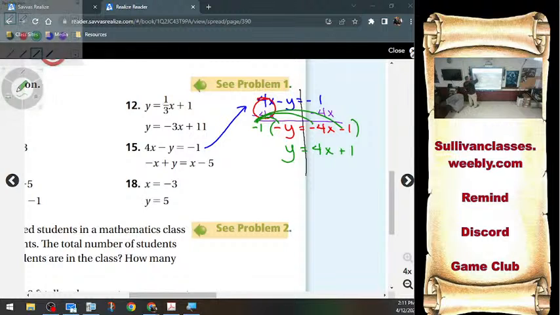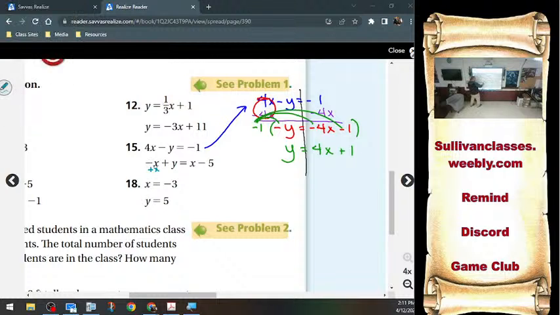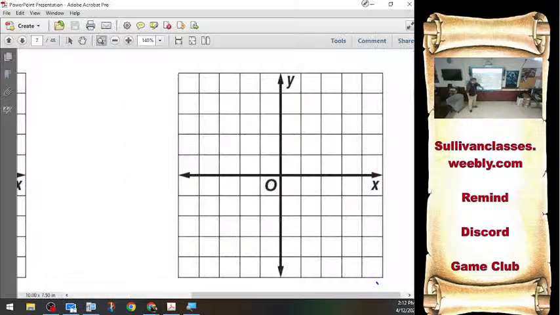Do the same thing over here. This one's a little bit quicker though, where I just add x, zeros out, and I have y is 2x minus 5. So we graph these two, 4x plus 1 and 2x minus 5. See if short-term memory can get that.